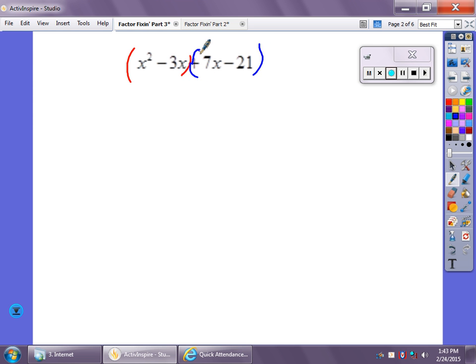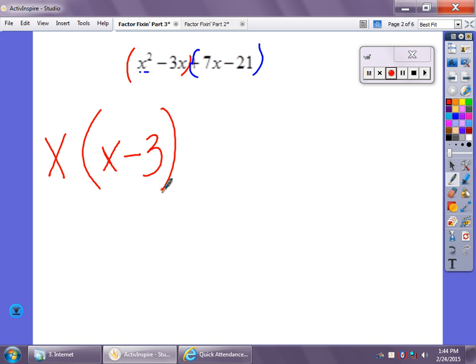Okay? So when I look at this first set, x squared minus 3x, what do they both have? I see they both have an x. So I'm going to write x. Now, when I take an x away from an x squared, that leaves me with x. And when I take an x away from negative 3x, that leaves me with a negative 3.